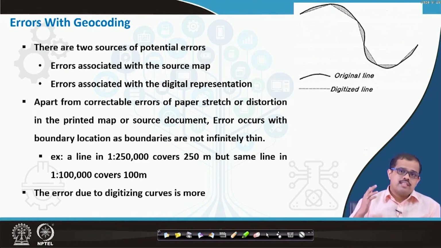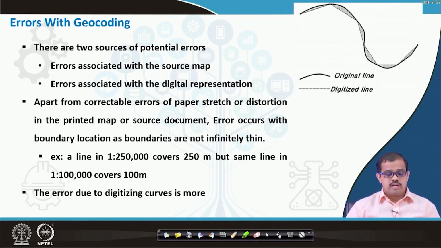So, these are different errors that you can see when you are trying to geocode a line, geocode an image. For example, a line in 1:250,000 covers about 250 meters, but the same line in 1:100,000 covers 100 meters. So, if you are drawing the same line in two different scaled maps, 250 meters versus 100 meters, that is the difference that you may get in the boundary line conditions. And there are, as I explained, the digitizing curve errors. So, there are a huge number of errors.